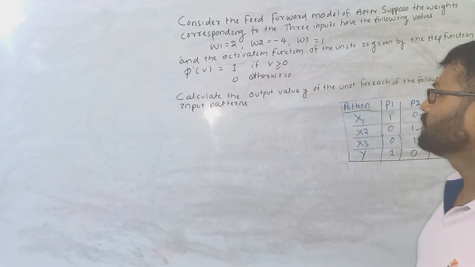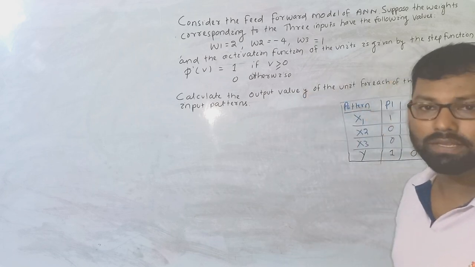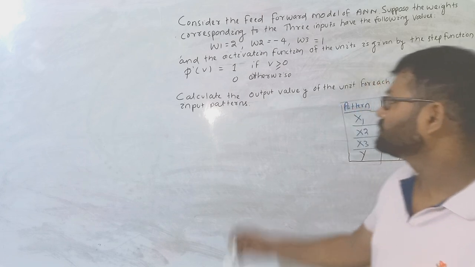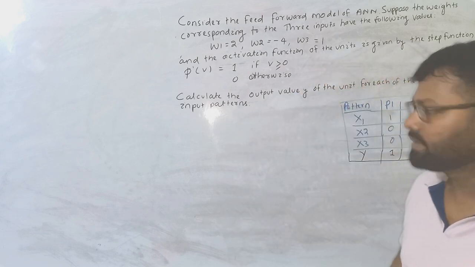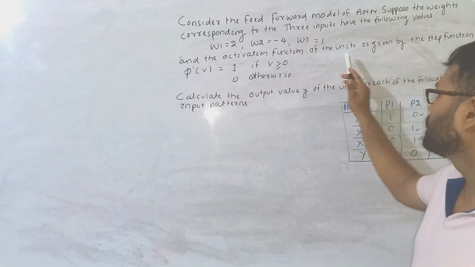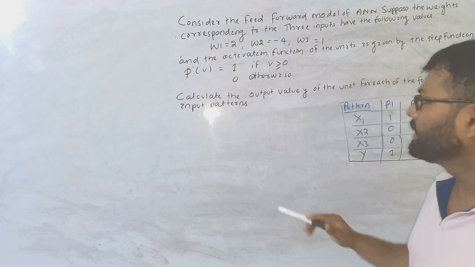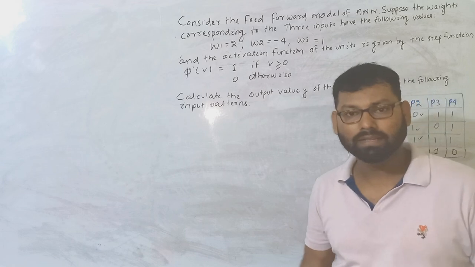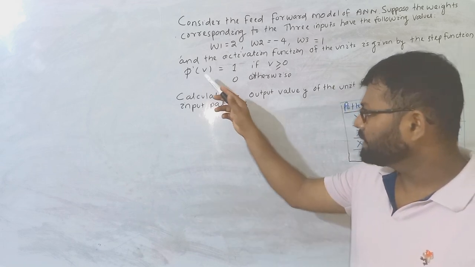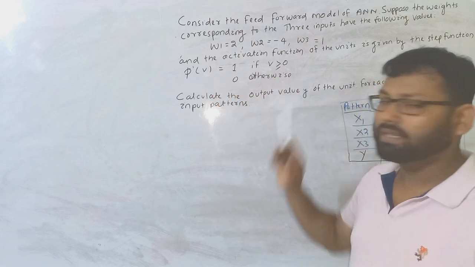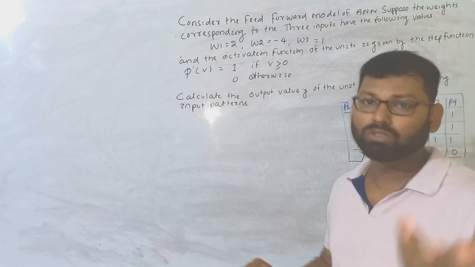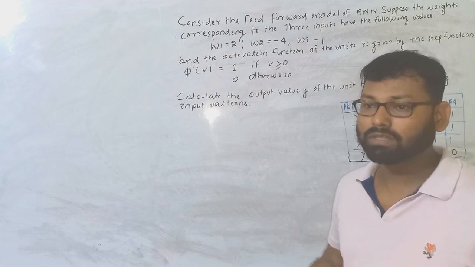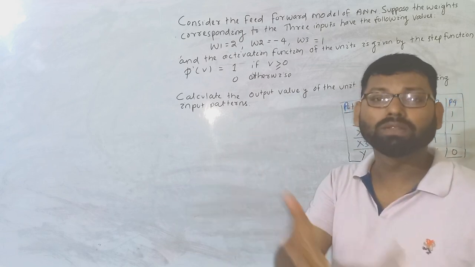Suppose the weights corresponding to the three inputs are given. That means in the perceptron you have three inputs and their weights are also given, and the activation function of the units is given as the step function. The step function I already discussed in the last class. Basically, if the input value is greater than 0, or sometimes a threshold value is given, the value should be greater than the threshold, say 0.5.